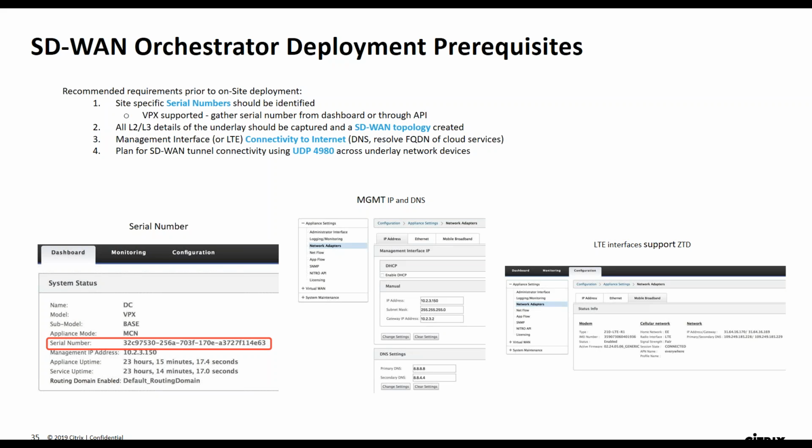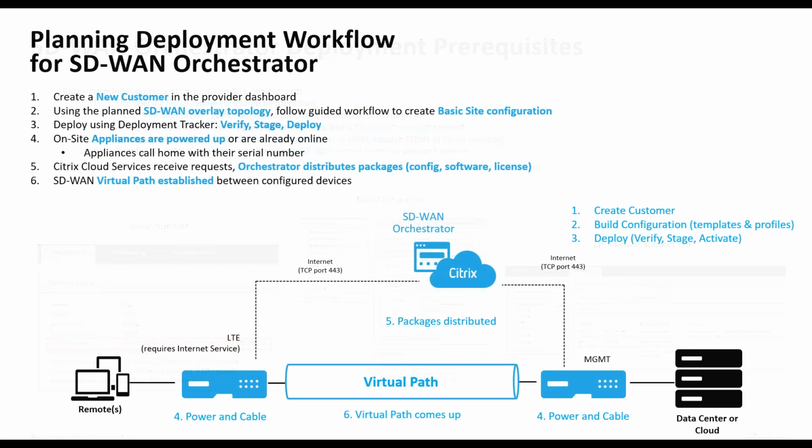The two caveats when it comes to communication, as we said before, are making sure we do have connectivity from the SD-WAN to Orchestrator and the SD-WAN across the virtual path. So to Orchestrator, it's going to be TCP 443. Across the virtual path, it's going to be UDP 4980, which is our traditional socket.